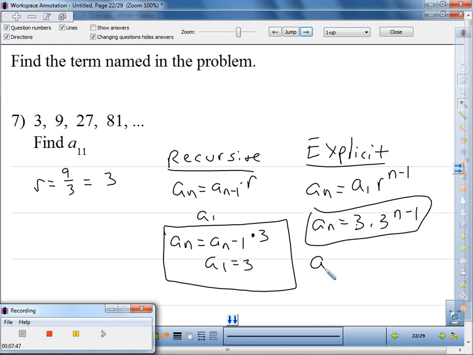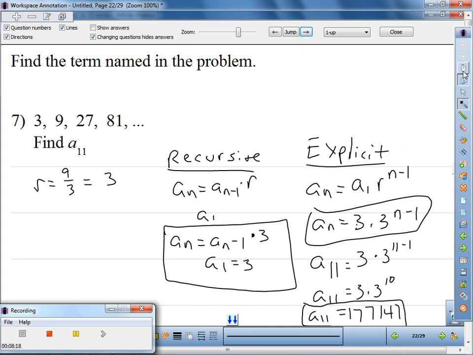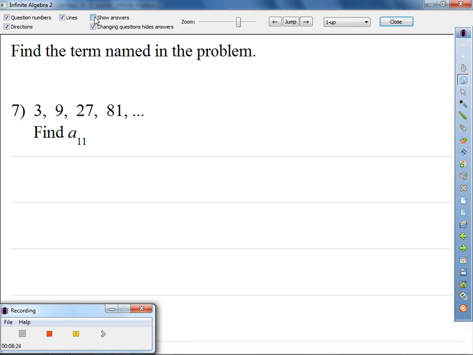Okay, now to come up with the 11th term, we're going to take 3 times 3 to the 11 minus 1 power. So we end up with a sub 11 is equal to 3 times 3 to the 10th power. Alright, so we should end up with a sub 11 is equal to, okay, and so that's our 11th term. Alright, and then I'm just going to check the answers, but that's all the different things we found. And so just to check our answer, that's what we came up with for that term.